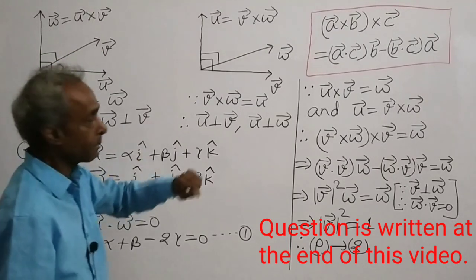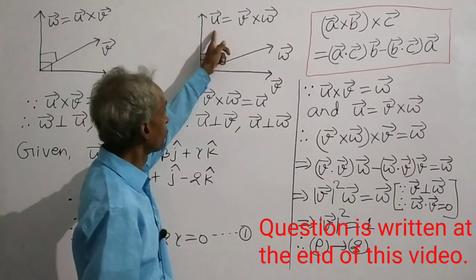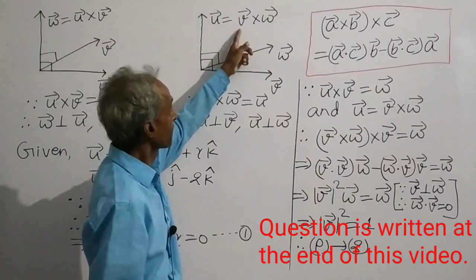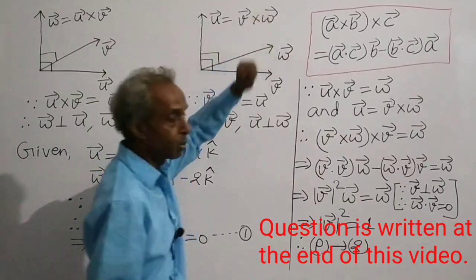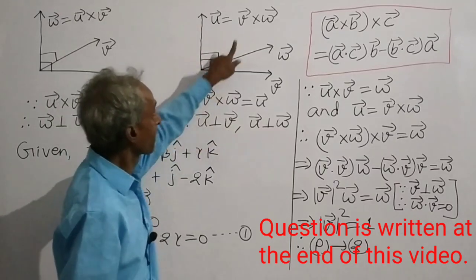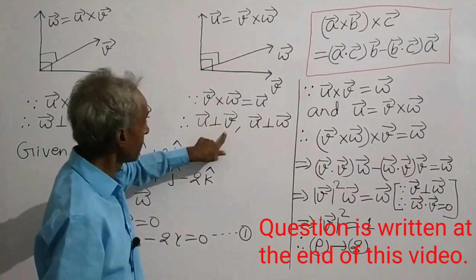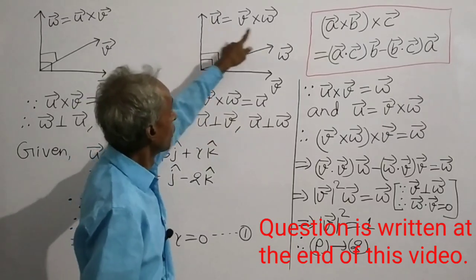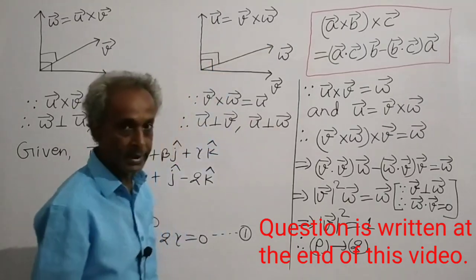It is also given in the question that vector U is equal to vector V cross vector W. Therefore, vector U will be perpendicular to vector V and vector U will be perpendicular to vector W.